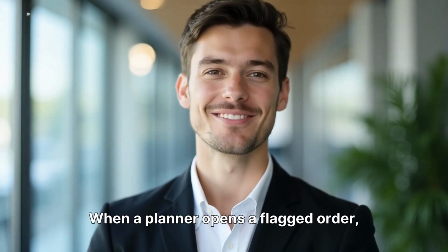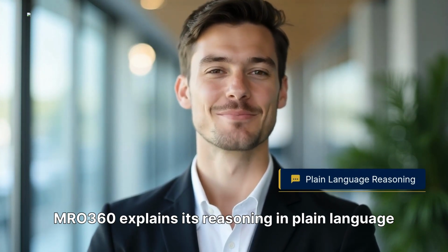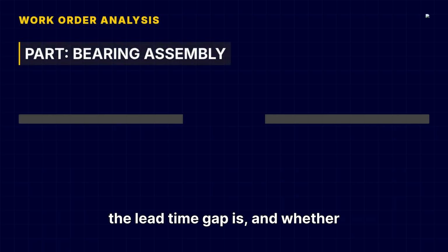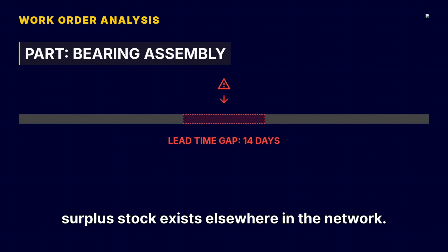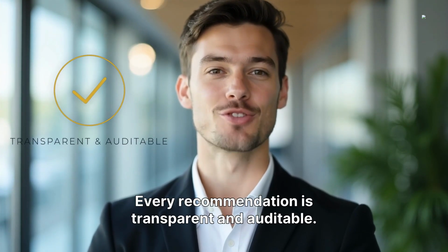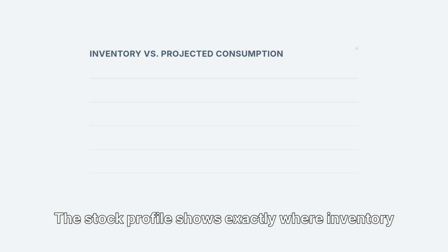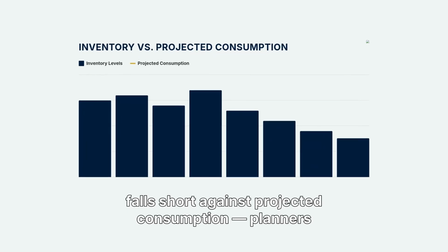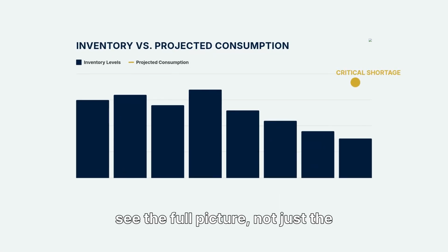When a planner opens a flagged order, MRO360 explains its reasoning in plain language. Which parts are the problem, what the lead time gap is, and whether surplus stock exists elsewhere in the network. No black box. Every recommendation is transparent and auditable. The stock profile shows exactly where inventory falls short against projected consumption. Planners see the full picture, not just the flag.